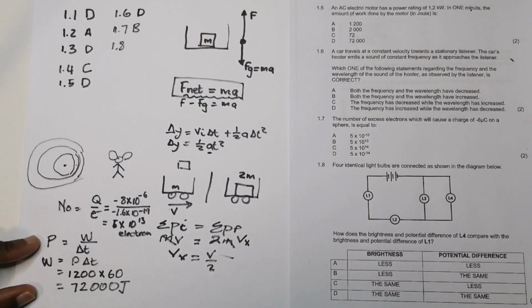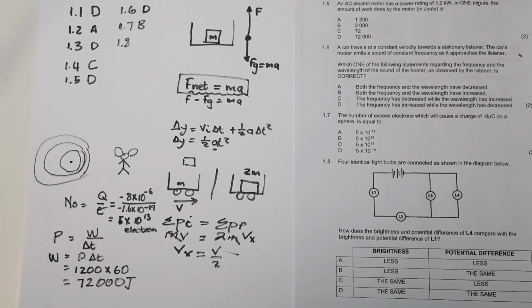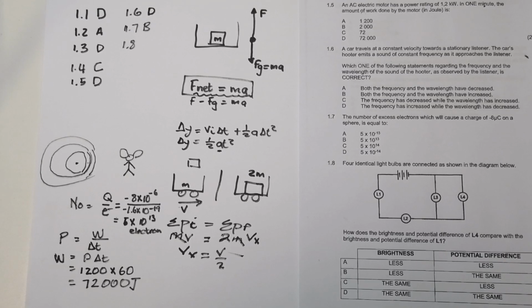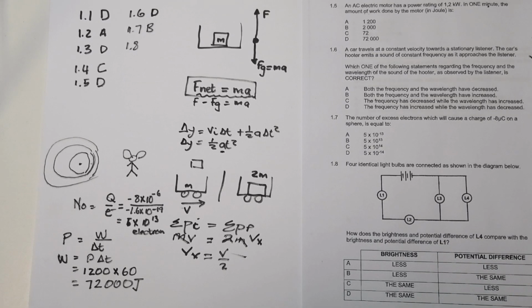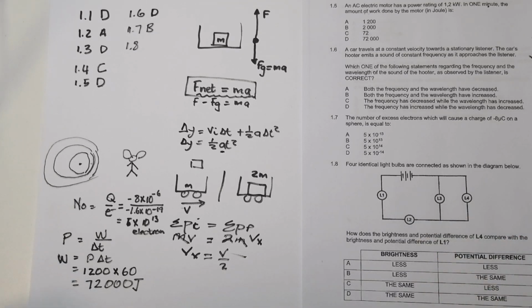All right, let's go to 1.8 quickly. They say we've got 4 identical light bulbs connected as shown in the diagram below. So here we are, we've got a parallel combination there, and we've got that series combination there. Now they want to know how does the brightness and the potential difference of L4, which means it's this one over here, compare with the brightness and the potential difference of L1.